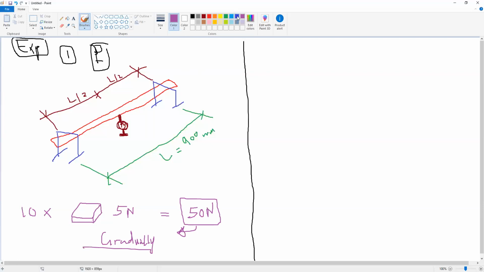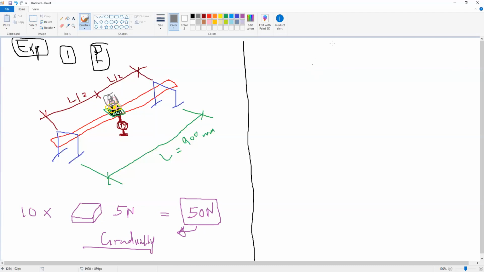So the first case, we will put this 5 Newton here at the middle and record the deflection. Then add the second one and measure at 10 Newton. Then the third one to measure at 15, and so on until we reach 50 Newton. Okay, so this is how to apply the concentrated load. So you will have levels of loading and corresponding levels of deflection.